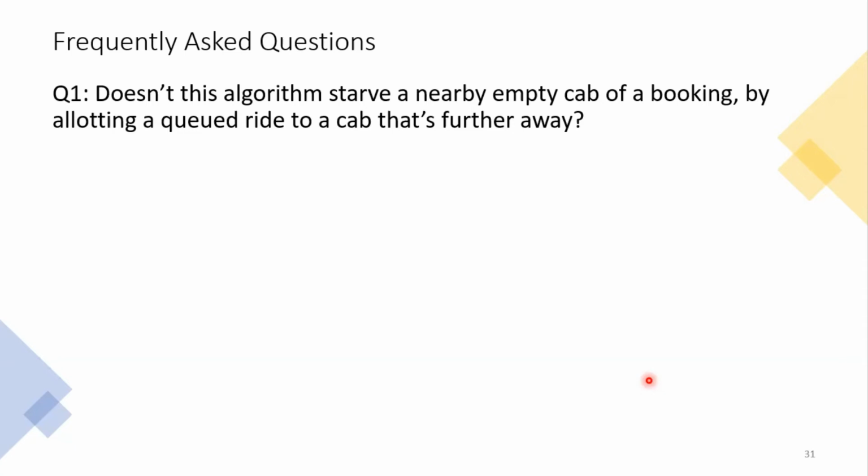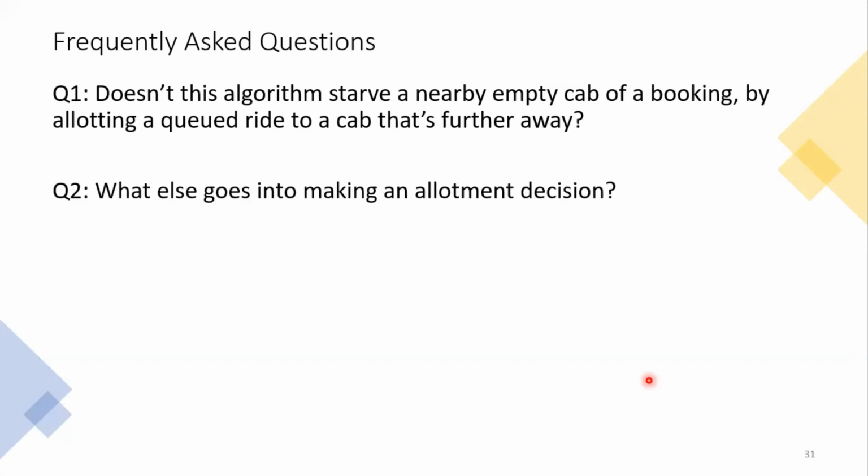Within a few seconds, they would get another ride which is closer to their current location rather than drive 2-3 kilometers across the city, right? Next question is, what else goes into making an allotment decision? Is it just that you give a booking to the nearest cab or to a cab that's coming like this, queued allotment? No, a lot of things go into making an allotment decision.